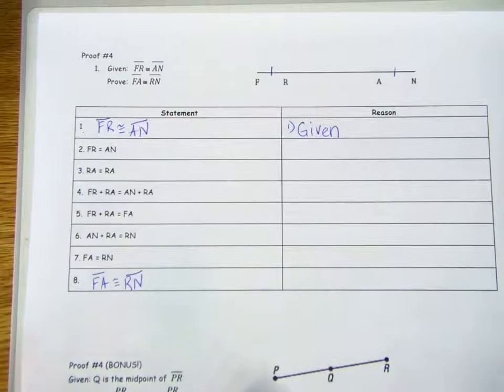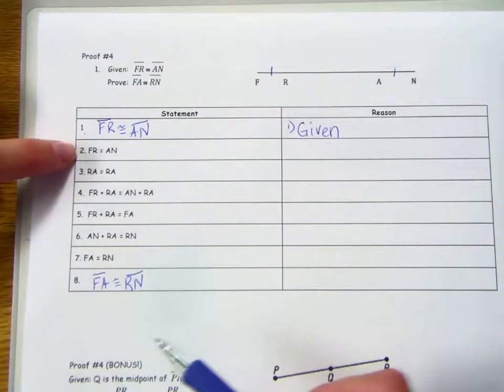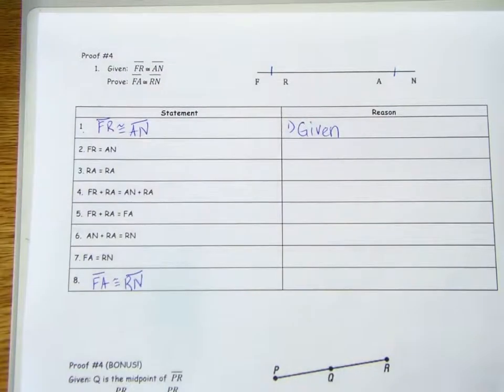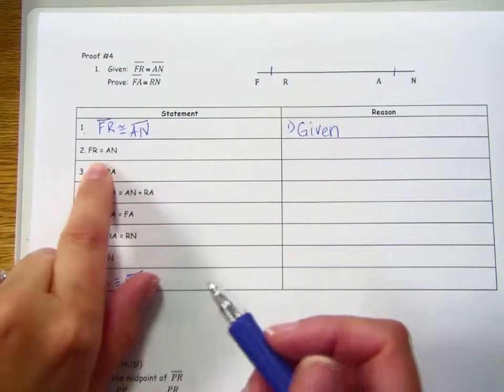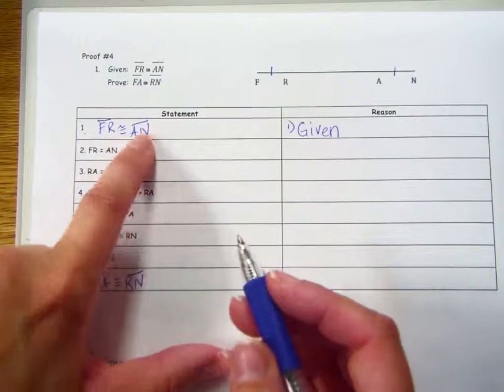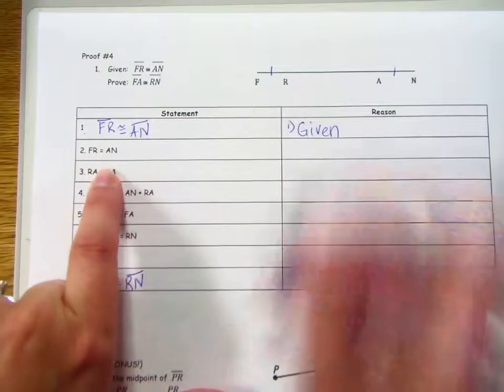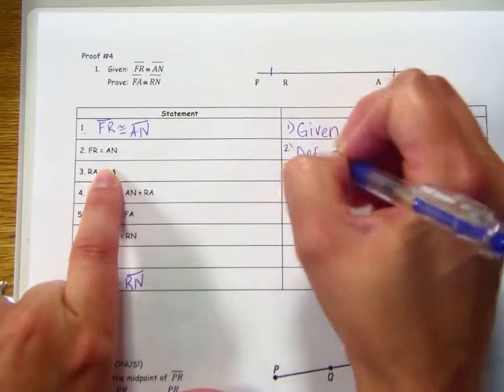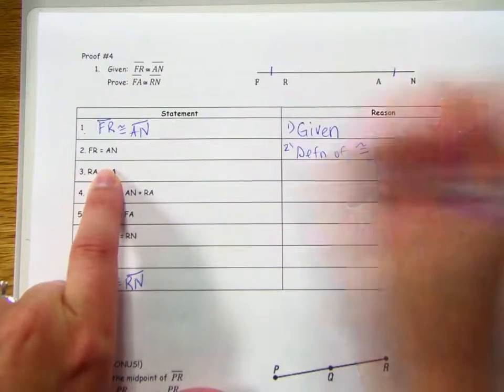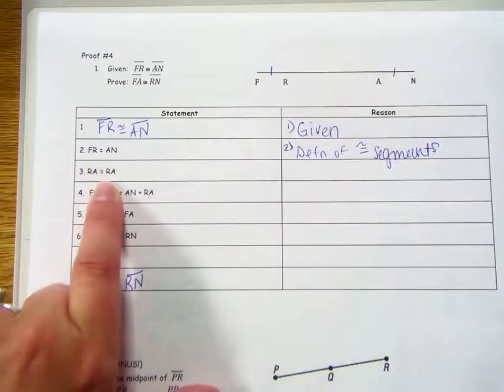Okay, so let's go ahead and take a look at statement 1 compared to statement 2. We're told that segment FR is congruent to segment AN, and then in statement 2, we see that the length of FR is equal to the length of AN. Going from the segments are congruent to their measures are equal, this is our definition of congruent segments. Okay, we use that quite a bit in class today.